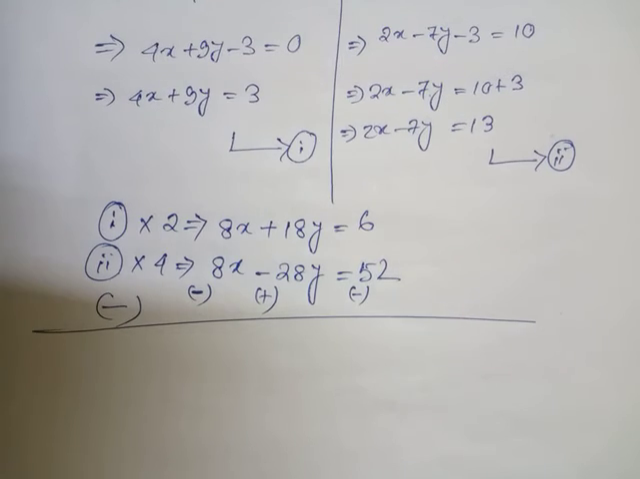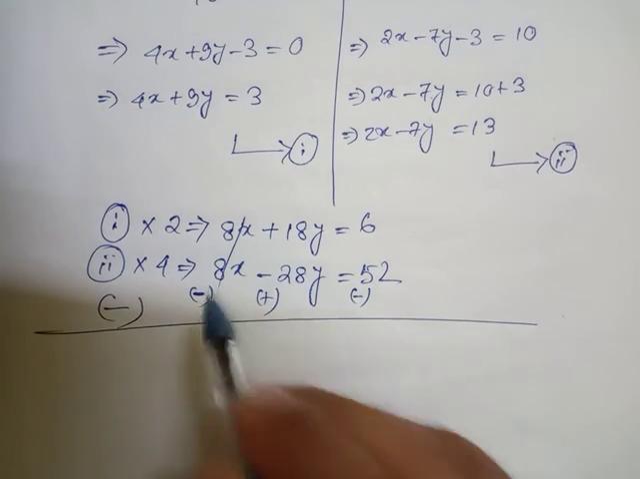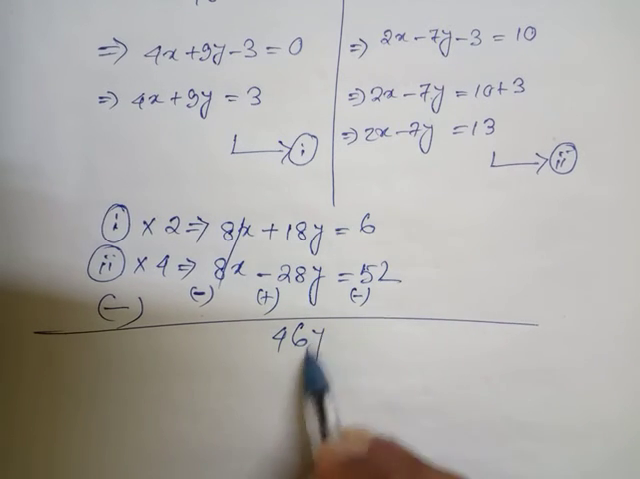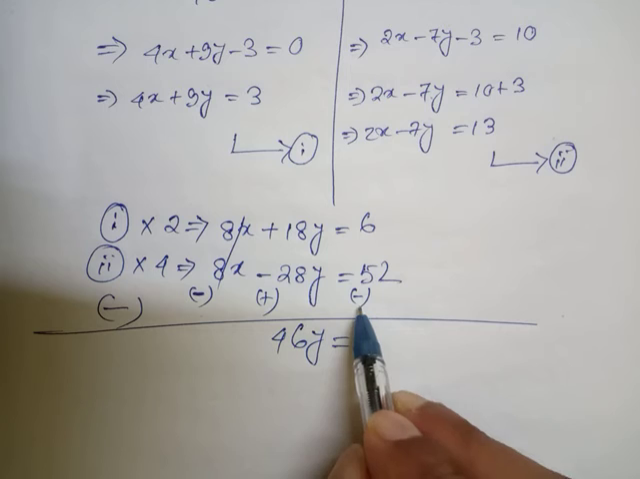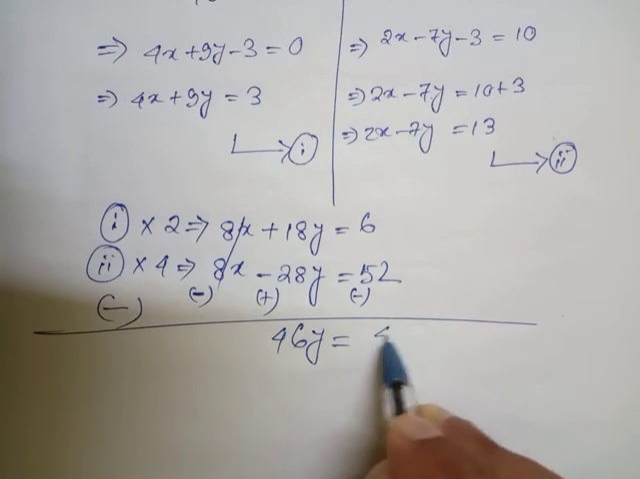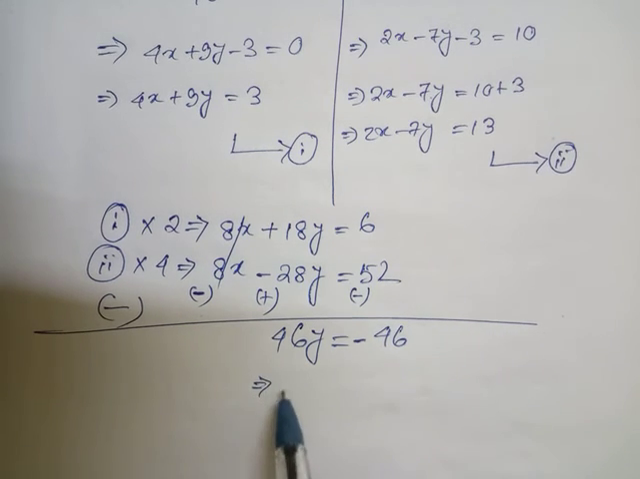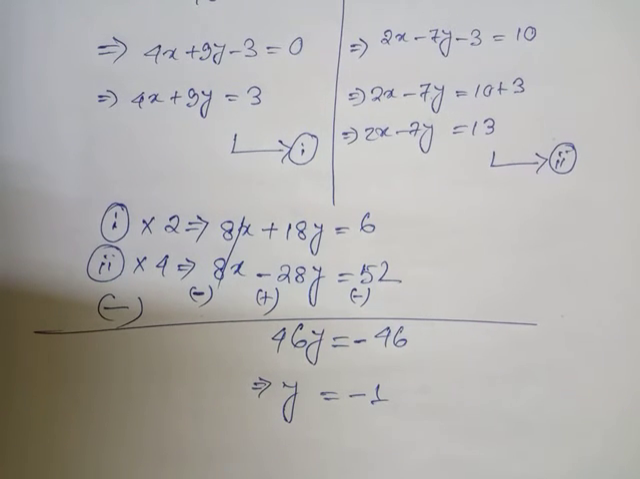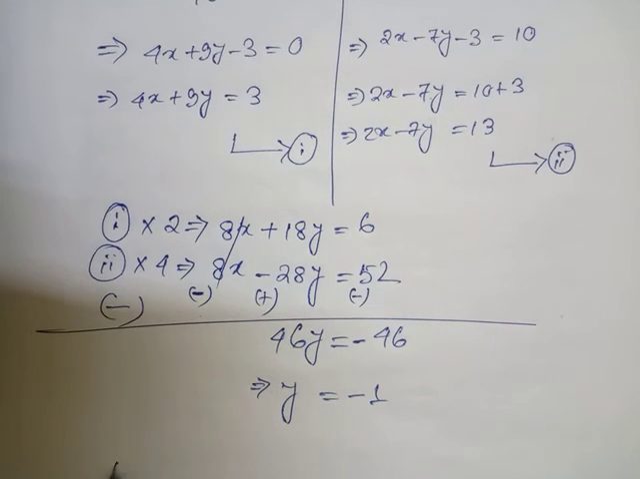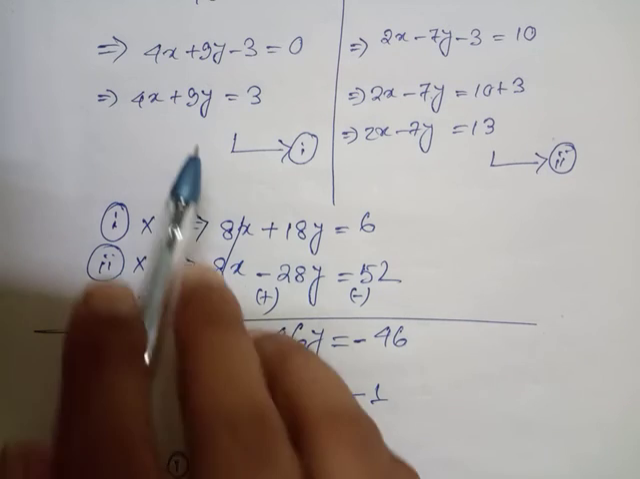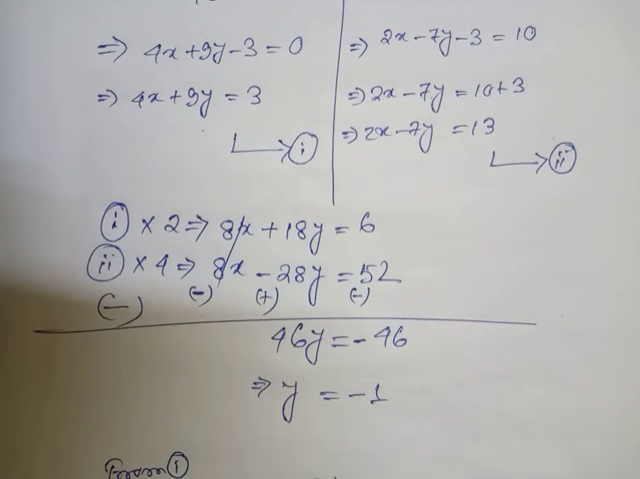Now look student, after that this will cancel, and 8 plus 8 is 16, carry 1, 2 plus 1 is 3 plus 1 is 4, 46y, and there is 52 minus 6, which means 46, and since the negative sign is in front of the bigger number, so there is a negative sign. Now y equal to obviously minus 1. Now if we put the value of y in equation number 1, what will happen? From 1, 4x, we can put the value of y in 1 or 2, any one of them. So 4x plus 9 into minus 1, since it is 9y, equal to 3.